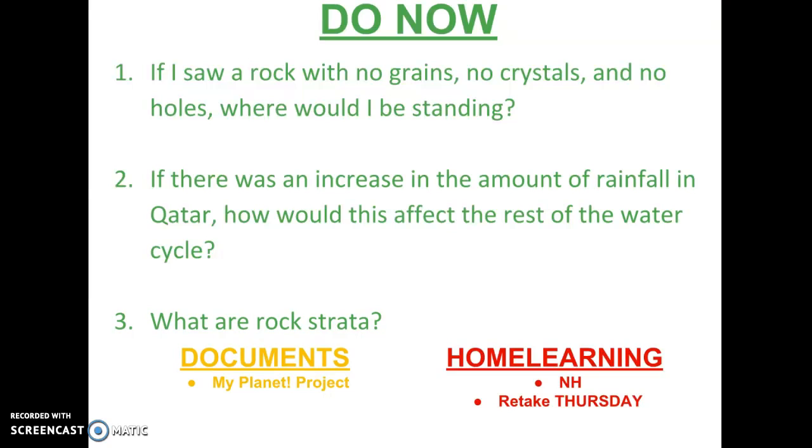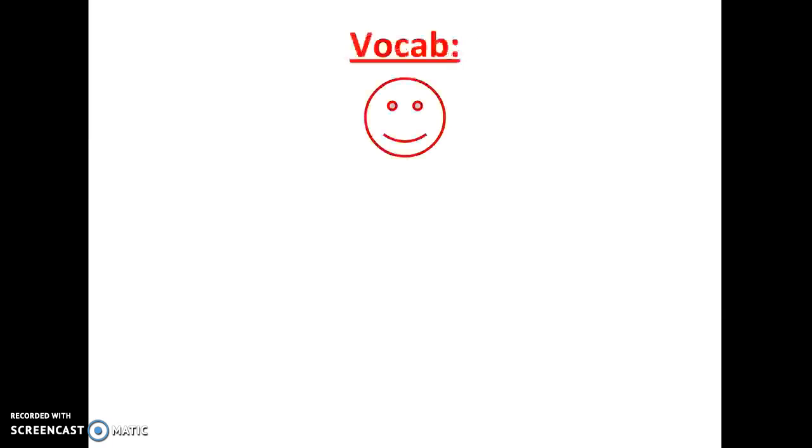All right, now looking at the do now. Question number one, if I saw a rock with no grains, no crystals, and no holes, where would I be standing? That's most likely going to be near a volcano. Number two, if you were to increase the amount of rainfall in Qatar, how would it affect the rest of the water cycle? Basically, if you increase the water, you'd have more precipitation, more plants that grow, which means more evaporation and more transpiration, which kind of goes back into the whole cycle, and it just keeps going. What are rock strata? They're just different layers of rock that we have. In terms of today, we don't have any new notes or vocab.